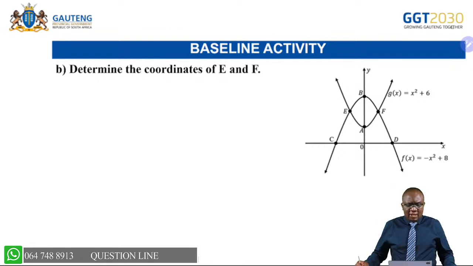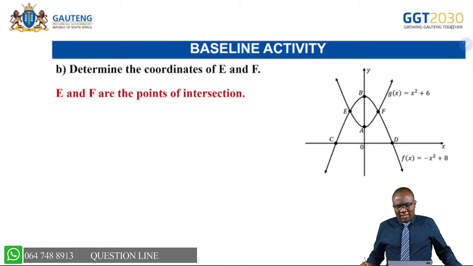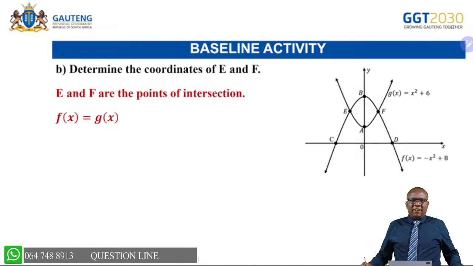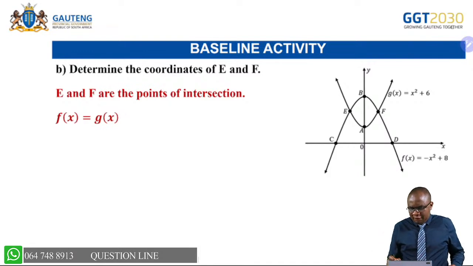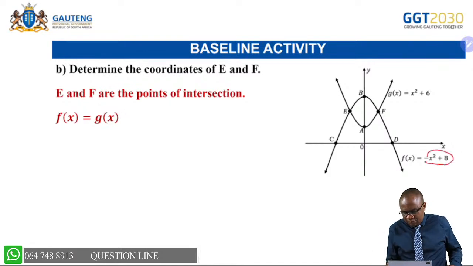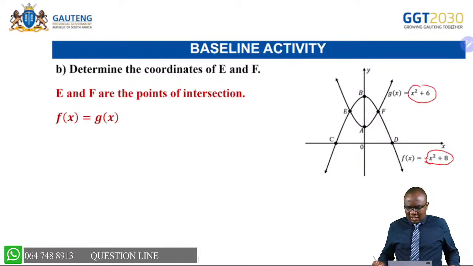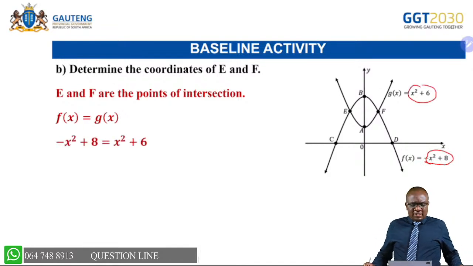Now at the point of intersection, f of x is equal to g of x. They are equal. Equate the equations, equate the functions. We're solving them simultaneously by equating. So what is f of x? This is f of x. What is g of x? This is g of x. So you just write negative x squared plus 8 is equal to x squared plus 6.